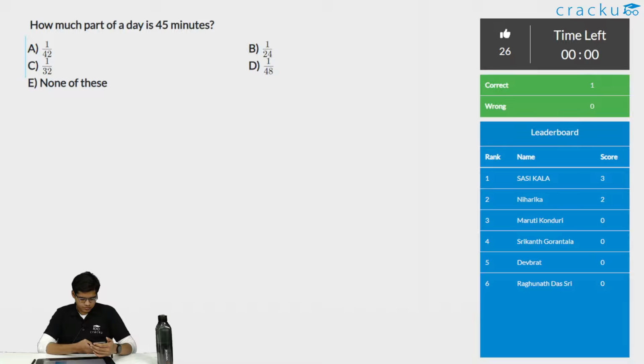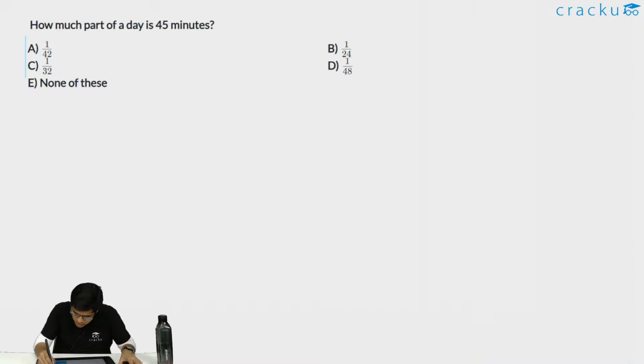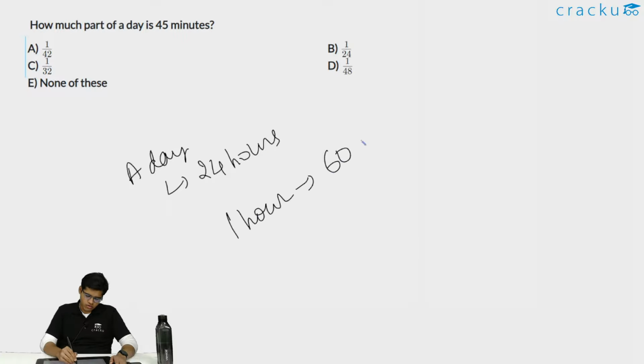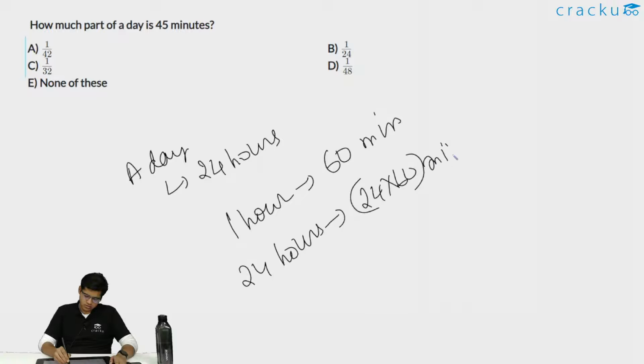Okay, guys, let's solve this question. It is given here, how much part of a day is 45 minutes? So a day means what? 24 hours, right, guys? 1 hour means 60 minutes. So what would be 24 hours? 24 hours would mean 24 into 60 minutes, which is 1440 minutes.